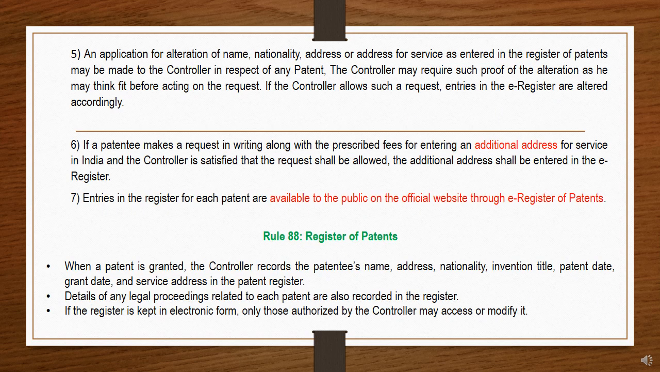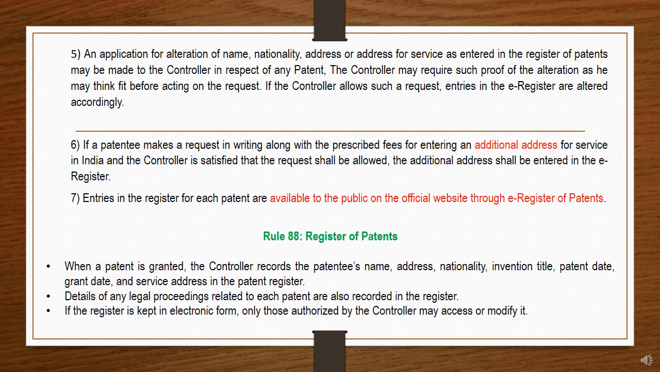Fifth one, changing details in the patent register. If you need to update information like the name, nationality or address related to a patent, you can request these changes from the controller of patents. The controller may ask for proof of the changes before approving. Once approved, the details are updated in the electronic patent register.